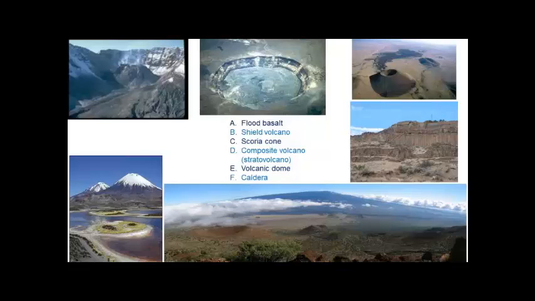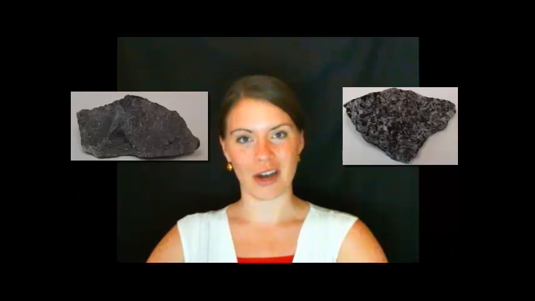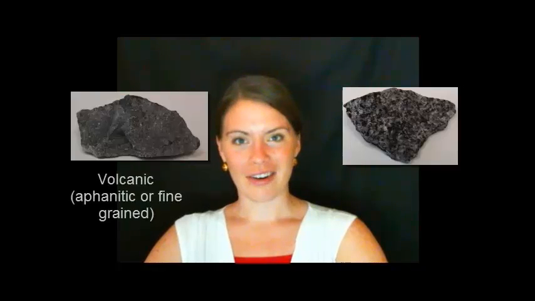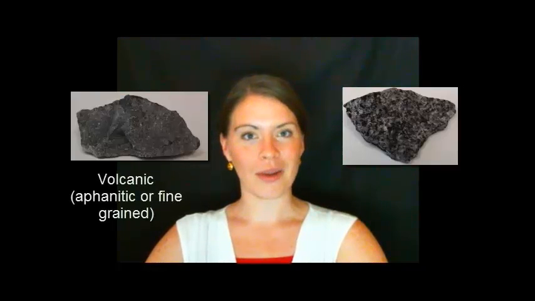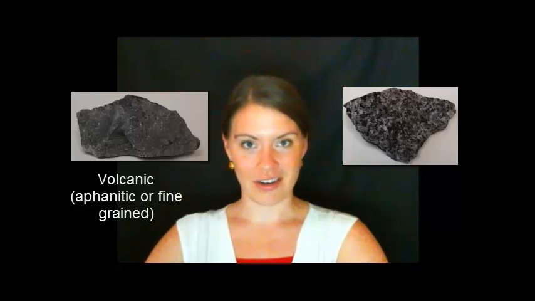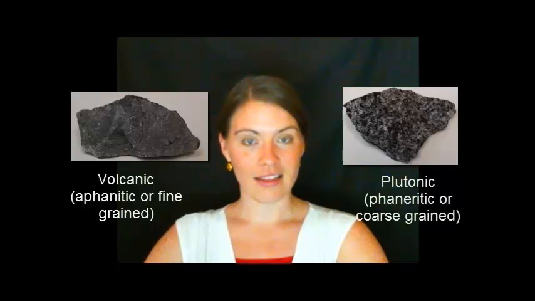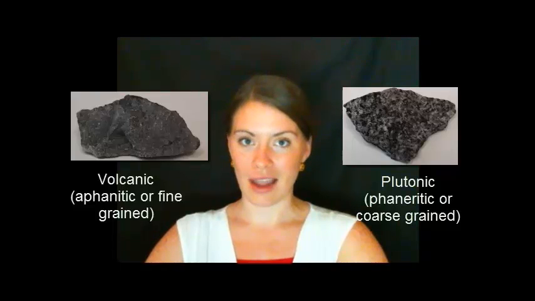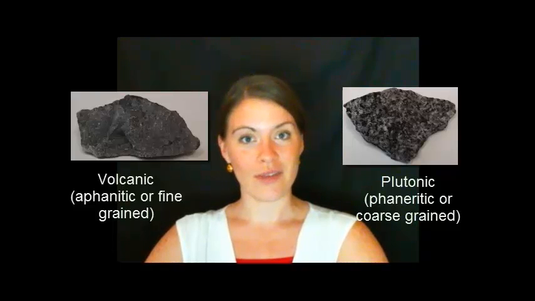Based on the features you see here, while looking at these pictures, try to recall what combination of silica and gas used to describe igneous rocks, the texture or grain size. Volcanic rocks that form from magma cooling quickly at or near the Earth's surface have a fine-grained or aphanitic texture, whereas plutonic rocks that form from magma cooling slowly at depth have a coarse-grained or phaneritic texture.